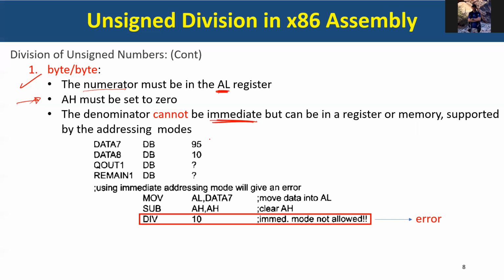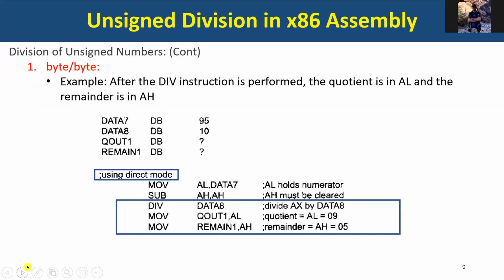So for example, if you want to divide 95 over 10, this is a buggy, or illegal, way to do it: you put the 95, which is in data 7, into AL, and then you clear AH, like we said. Then you say div 10. That's incorrect, so there will be an exception error here. So how to do it? There are many ways. First, using direct mode. Instead of saying div 10, you say div data 8. Same start, we put the 95 in AL, the numerator.